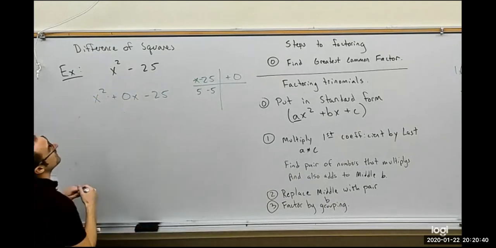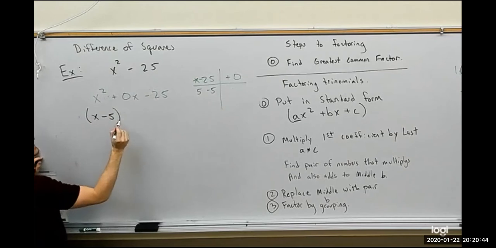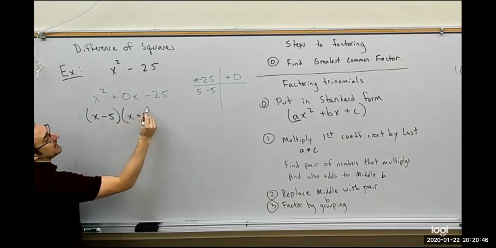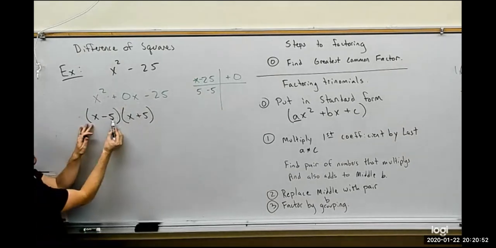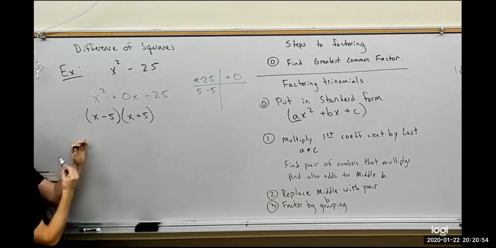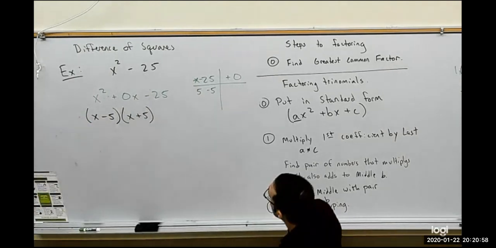So in black, I want you to write down, it's going to be x minus 5, x plus 5. Take the square root of the first term, the square root of the second term. You subtract them, and you add them. So there are steps. Step one: take the square root of the first term, square root of the second term.